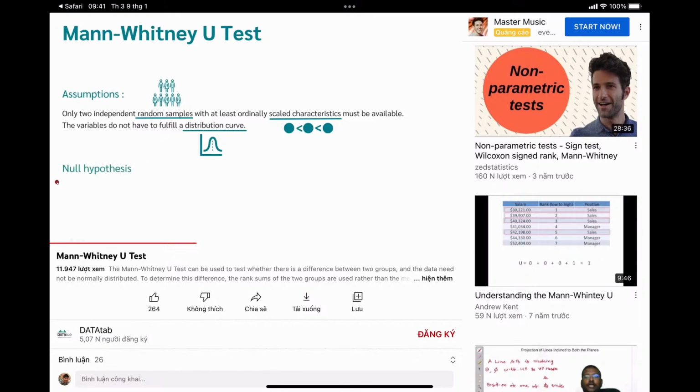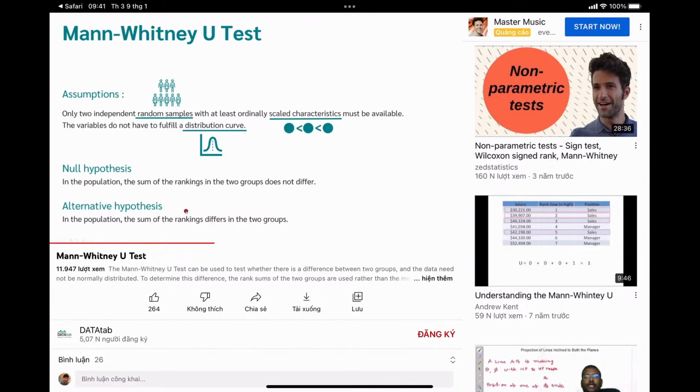Let's now come to the hypotheses. The null hypothesis is: in a population, the sum of ranks in the two groups does not differ. So in a population there's no difference, and the difference is determined by the fact that the sum of rank is the same. The alternative hypothesis is: in a population, the sum of ranks is different between the two groups. Therefore, the null hypothesis is: there is no group difference, and the alternative hypothesis is: there is a group difference.